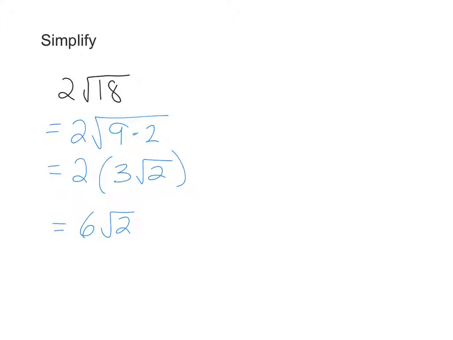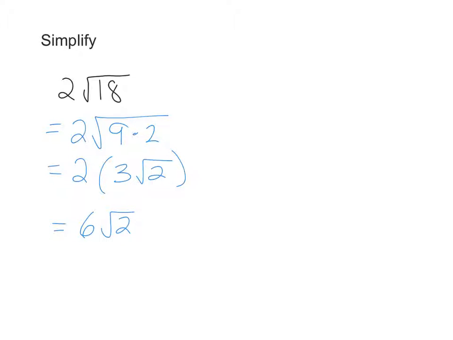How could you check to see if your work is correct? Put it in your calculator. So can somebody put 2 root 18 into their calculator, and somebody else put 6 root 2? We'll see what you come up with. 8.48 for 2 root 18? And what about 6 root 2? Same. So we know that it's right. However, we don't know that it's fully simplified, but we do at least know that it's equal. We need to look at the radicand and make sure that there's no perfect square factor for it to be fully simplified. But at least we know that they're equal.